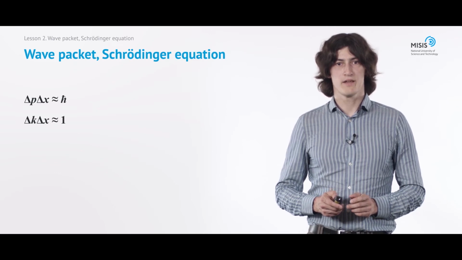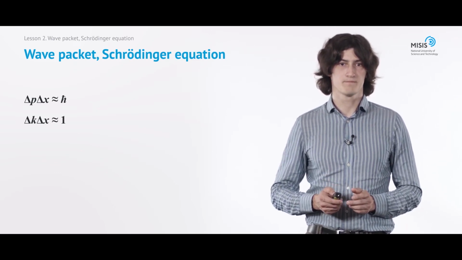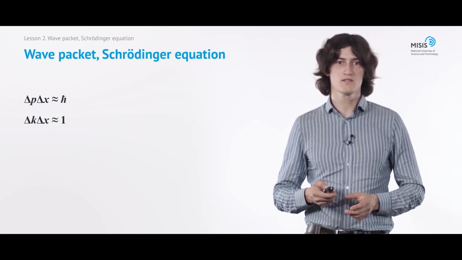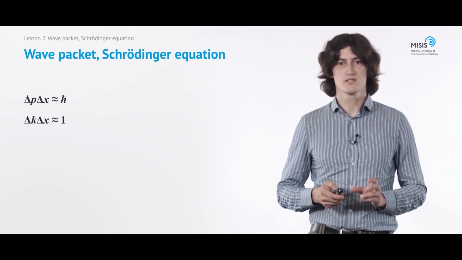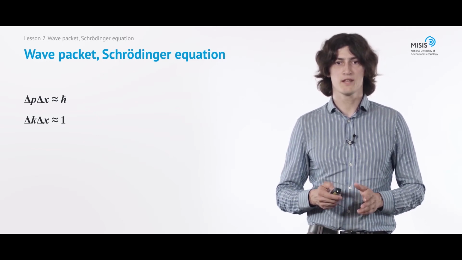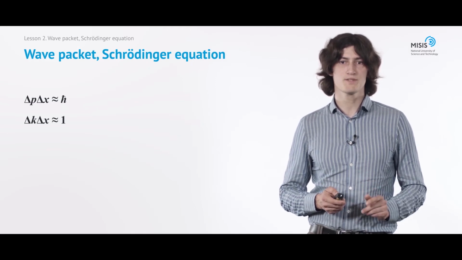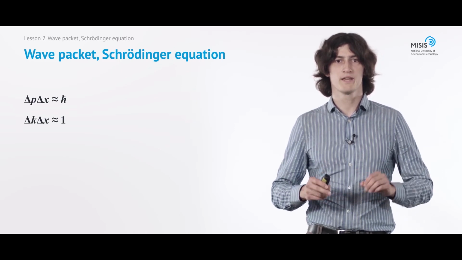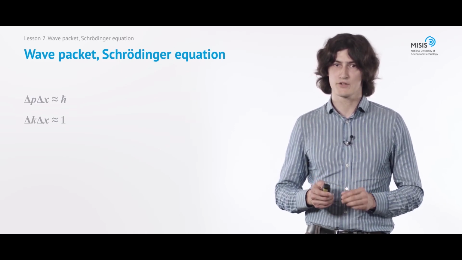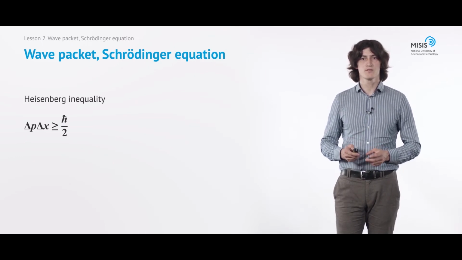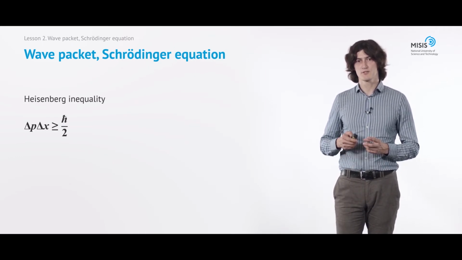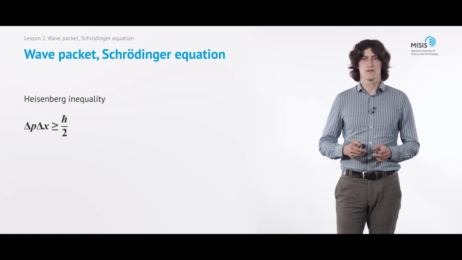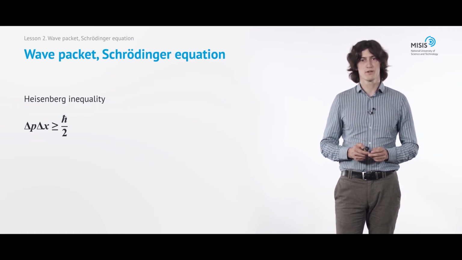Let's take a step back and rewrite the boundary of the wave packet. It obeys the following inequality: delta k times delta x is approximately equal to 1, or delta p times delta x approximately equal to h bar. You can see that the more precisely you define the momentum of the particle, the more blurred is the wave packet, and the more uncertain is the particle location. More strictly, it is formulated in the following form: delta p times delta x greater or equal to h bar halved. That is the fundamental law called the Heisenberg inequality.